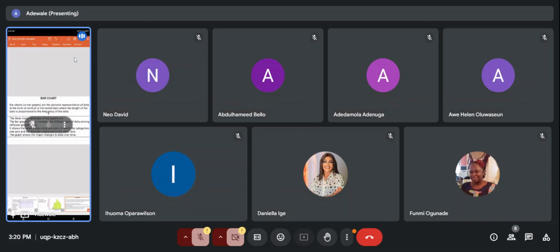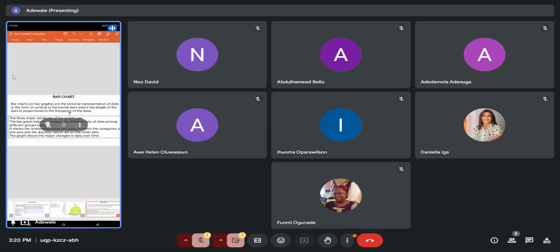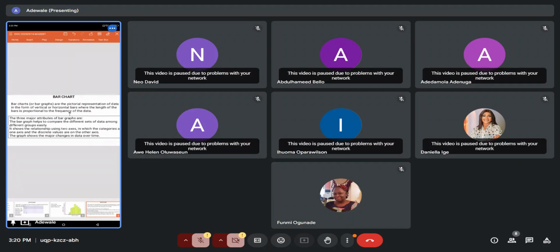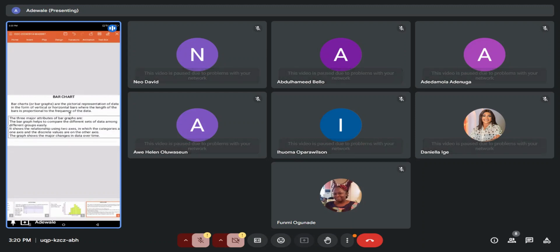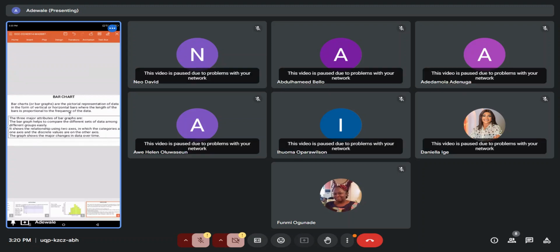So a bar chart or a bar graph has three major attributes. The bar chart helps us to compare different sets of data among different groups easily. It also shows the relationship using two axes, in which the categories are on one axis and the discrete values are on the other axis. It also shows the period of time. For example, now let me show you.